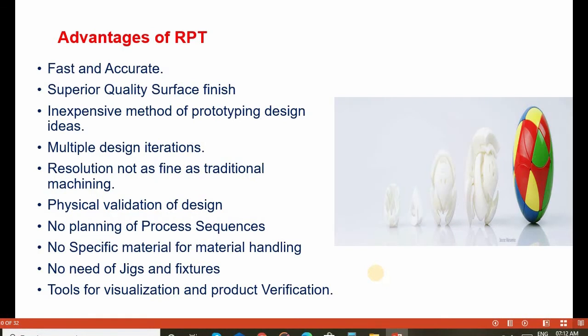Some other advantages of rapid prototyping: it is fast and accurate. Machining and fabrication are done in a very accurate manner. The surface finish quality is superior. It is an inexpensive method of prototyping design ideas. With multiple design iterations, accuracy and precision are increased. The resolution is not as fine as traditional machining.